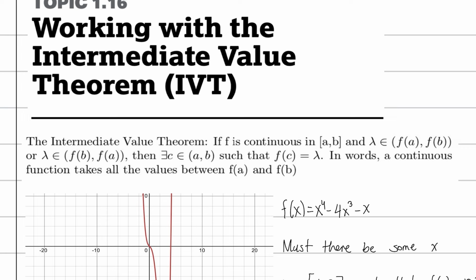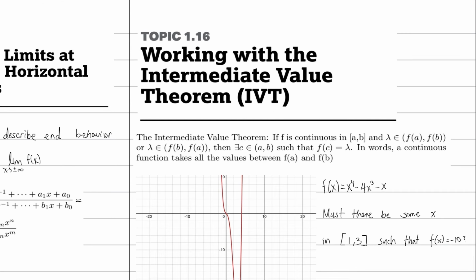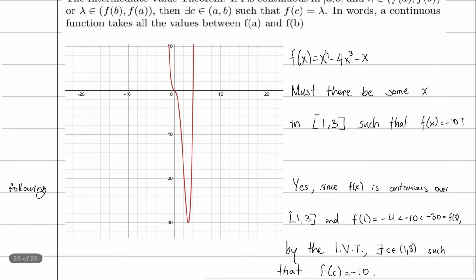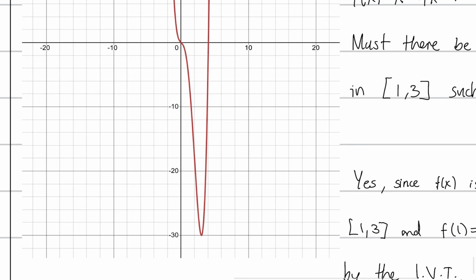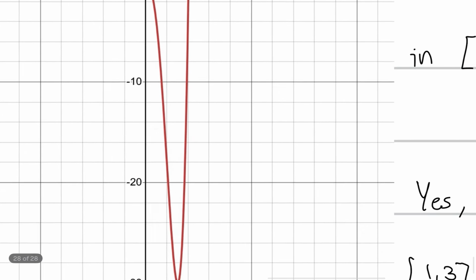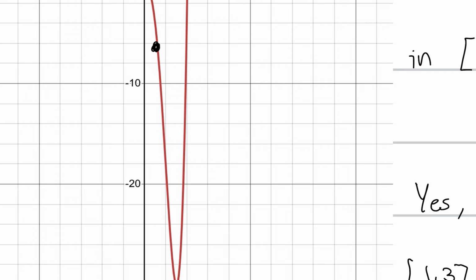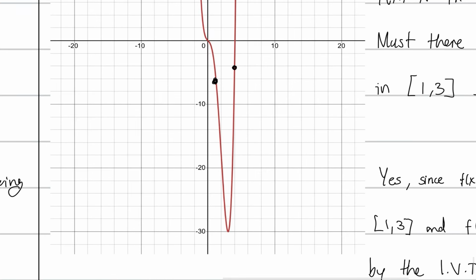In other words, this is more in explaining it. A continuous function takes all the values between f of a and f of b. It must attain every value there. Maybe this is a bit confusing, so let's break it down with an example. So f of x is x to the fourth minus 4x cubed minus x. Here's our graph. The idea is if we have any 2 points, right, here and here, let's say, and we know it's continuous.